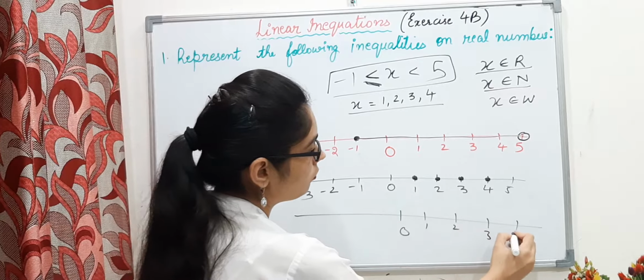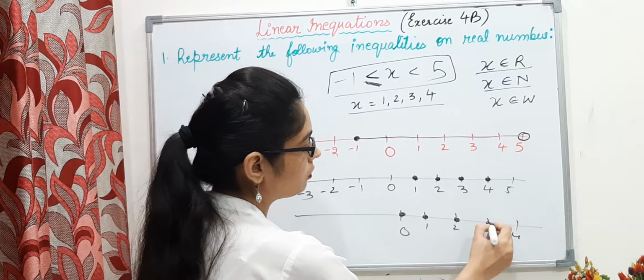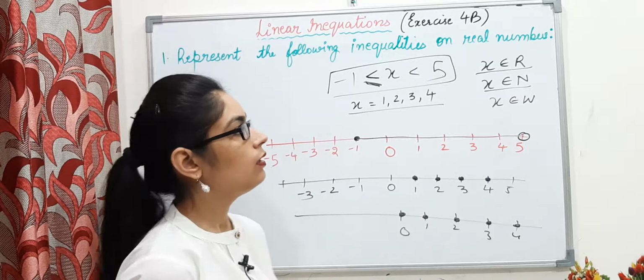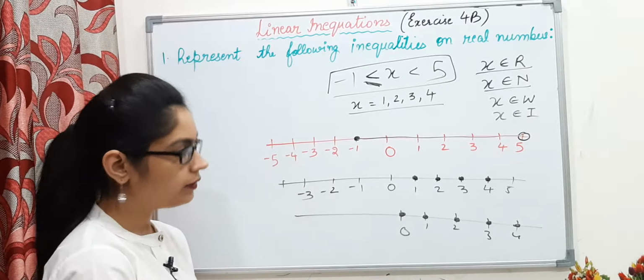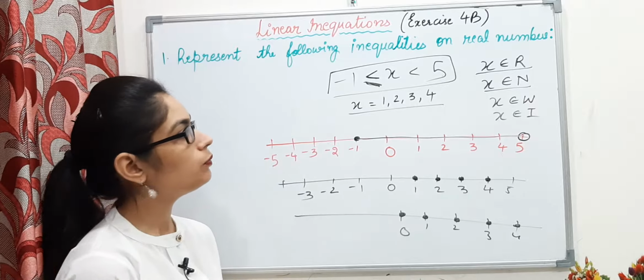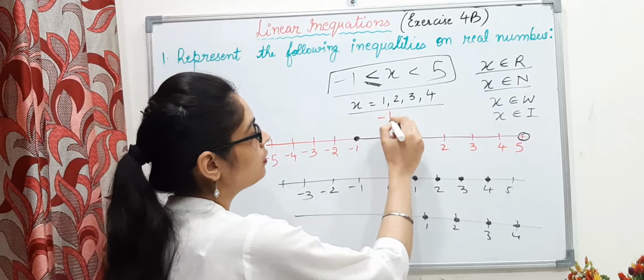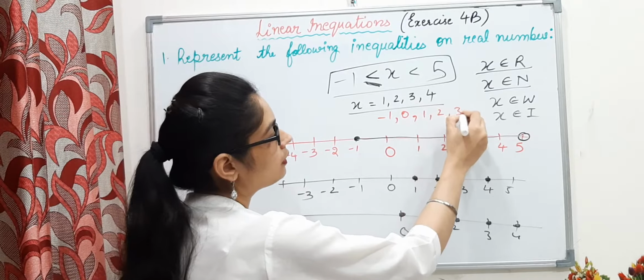1, 2, 3, 4. So from 0 we have to start. This is how we have to draw a number line when the replacement set is of integers. So for integers I can take from -1 itself. For integers this is the solution: -1, 0, 1, 2, 3, 4.